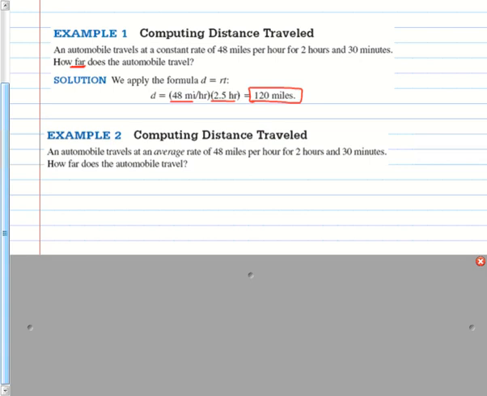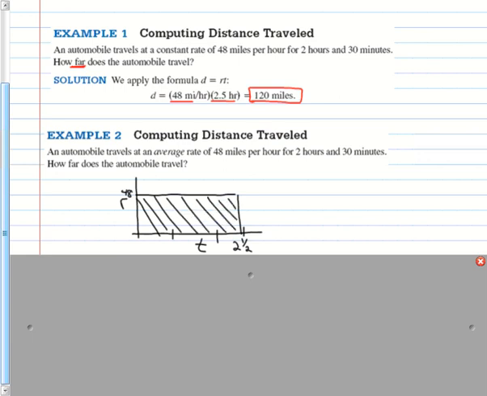If I look at a graph where I have graphed rate on the vertical axis, time on the horizontal axis. Rate versus time is how we would say it here. And if I'm going at a constant 48 miles an hour, that means there's my rate, a constant 48. And time is ticking off down here. 1 hour, 2 hour, 2.5 hours, right over here. Do you notice that if I multiply that 48 times 2.5, I am finding the area of this rectangle right here? Because 48 is the height and 2.5 is the length of it. I have found the area underneath this constant 48.